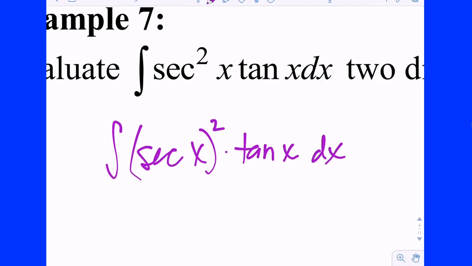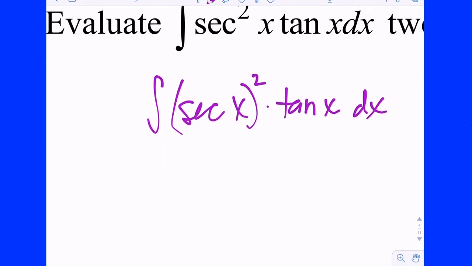What's the derivative of secant? Secant tangent. Oh, we get the tangent part. We're only off by a secant of x. So can I have a correction of 1 over secant of x? No, we can't have corrections of variables, because when you take the derivative to check, now you have a quotient rule, not a constant multiple. Bummer. So that doesn't work.